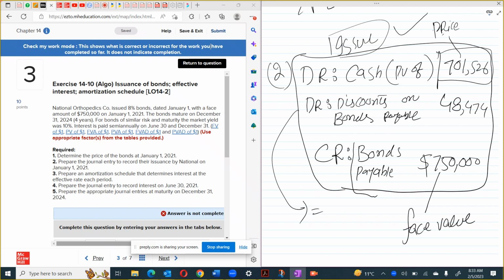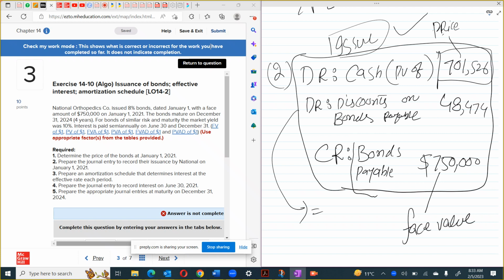So when he is asking you to prepare journal entries at maturity, automatically your mind should click: okay, I need two types of entries. One is about interest expense, one is about repayment of the bond. The repayment entry is very simple. The face value: debit bonds payable, credit cash, 750,000. Any questions so far?